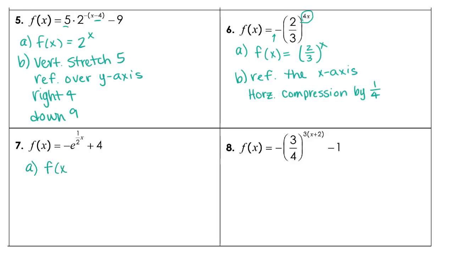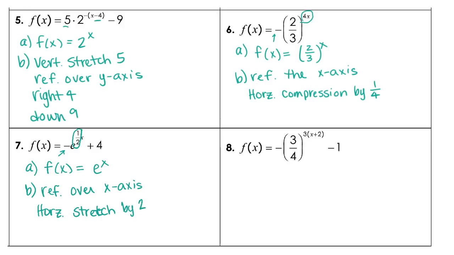Okay, so moving on to number 7. Again, the parent function here is e to the x. And then part B, all of our different reflections and such. So the negative on the outside, we know we're going to reflect over the x-axis. We have a 1/2 up here on the inside, so we know that's going to be a horizontal. And again, it's going to be the opposite of what we think. Horizontal stretch by 2. It's going to be by that reciprocal. And let's see, what else do we have going for us? Then we're going to be moving up 4.